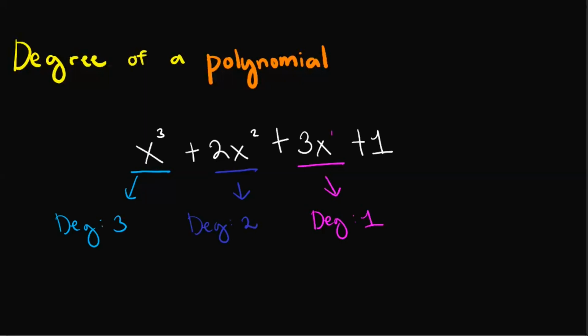How about for the last one? For the last one, its degree is 0, since it does not have a variable. And if it does, its exponent is simply 0, since x raised to 0 is 1. So among these degrees, we know that the highest one is this one. So the degree of this whole polynomial is 3. So that is how we get the degree of a polynomial.